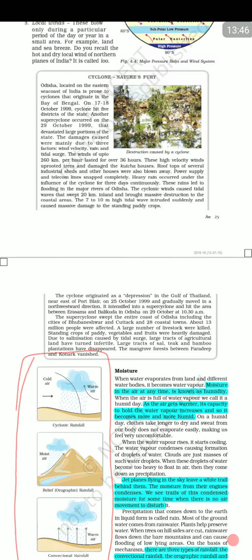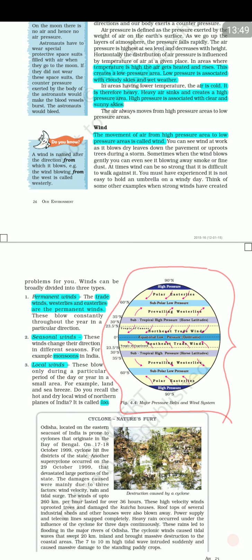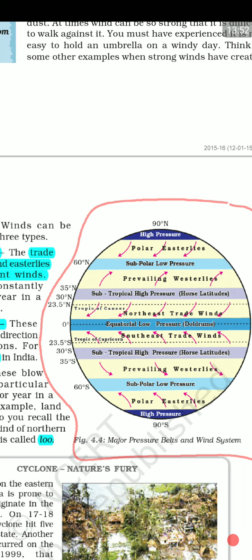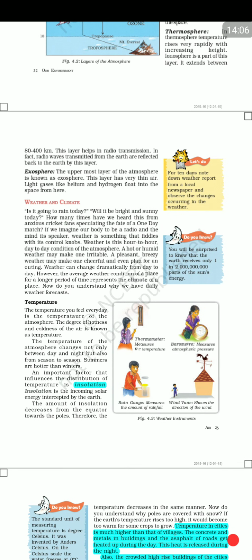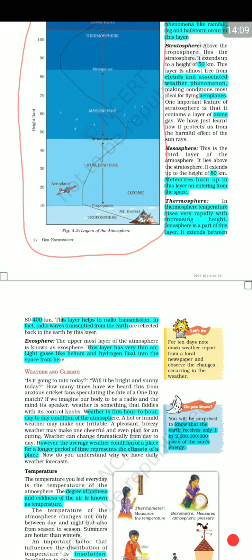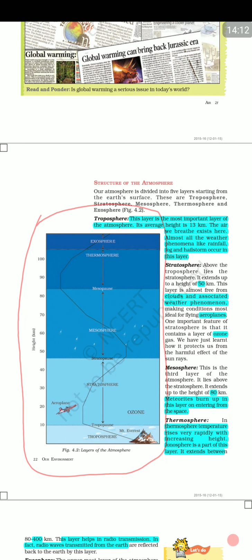Now let's summarize. By the way, this diagram is very important, right? Equatorial low pressure doldrums, then horse latitudes of 30 to 35, then subpolar low pressure, high pressure. Very important diagram. Okay, so we discussed three kinds of winds. The first was the seasonal wind, the second was the permanent wind, and the third was the local wind, right?